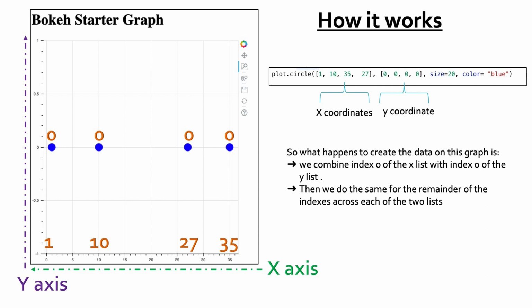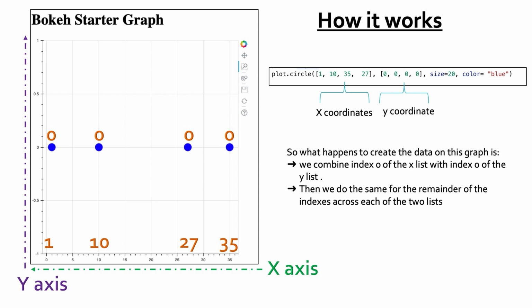Now I brought in the plot.circle. That's where the meat of this actually happens. That's where we're plotting these figures against this graph. So we have two lists. The first one represents our x coordinates and the second one represents our y coordinates. Then size equals 20. That's just going to affect the size of the blue circles themselves. They're very small by default. I made them bigger so we can see them and have some understanding here. And then I made them blue.